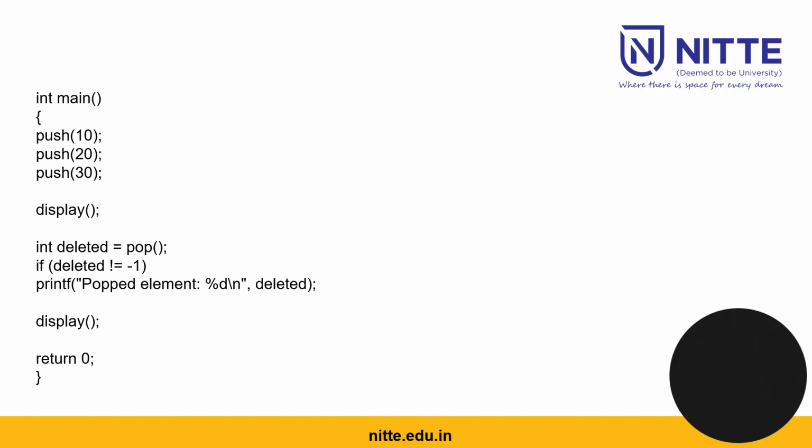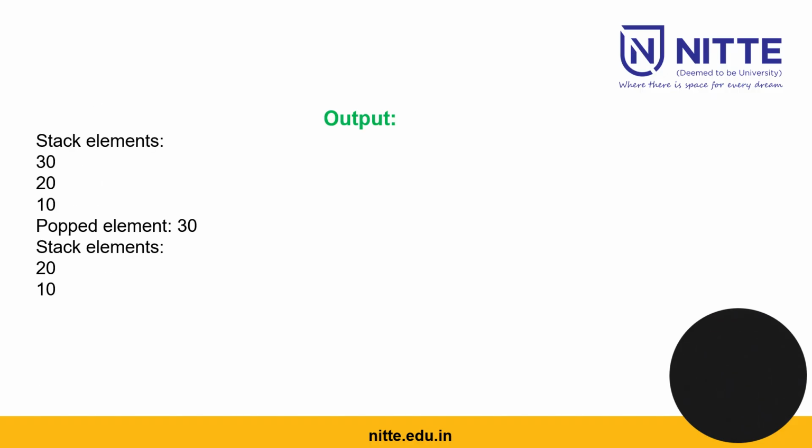So this is how the pop operation will execute. Here we can see the stack elements pushed: 10, 20 and 30, with 30 at the top. When the pop operation executes, 30 will be removed, and then display will execute again, so it will display elements 20 and 10. If we run the pop operation again, then 20 will be removed and 10 will be displayed. Like this it will continue. So this is about the pop operation.